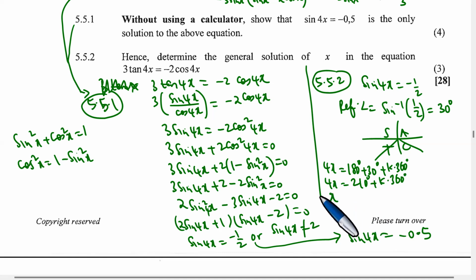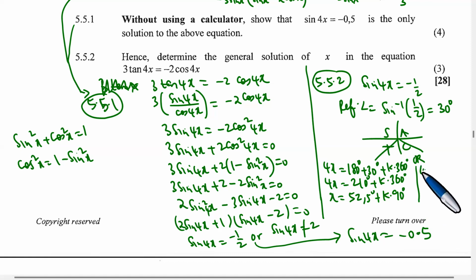X is equal to 210 divided by 4, which is 52.5 degrees. If you divide 360 by 4, you get 90 degrees. So that is the answer. Or you have another one.